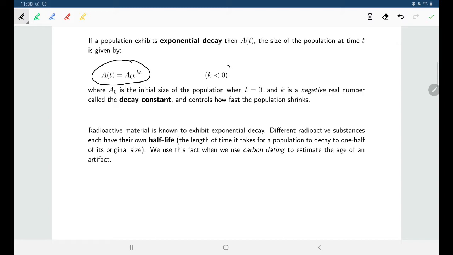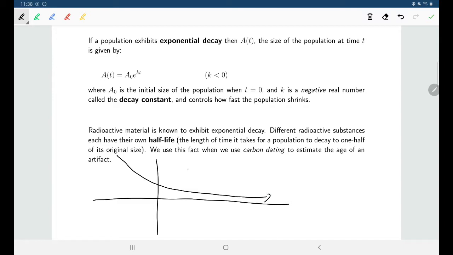The only difference is our decay constant. Instead of having a positive decay constant, which would make our graph increase as time goes on, we have a negative value for k. Our decay constant is negative, which means we'll be decreasing in size over time. Of course, for an exponential function there is that horizontal asymptote of y equals 0, so our population will be tapering off and getting closer and closer to 0 as time goes on.